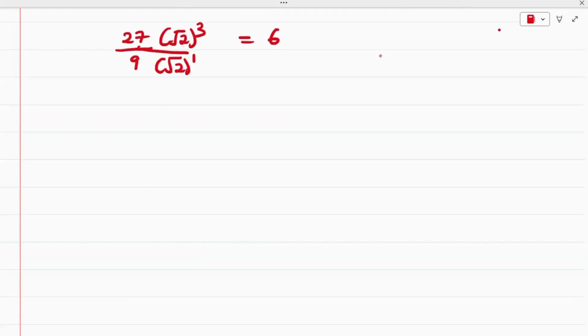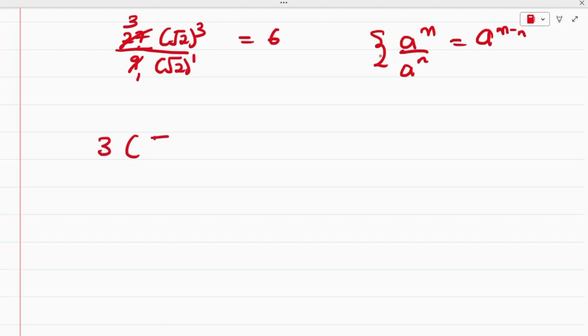Alright, so from the property of exponents, we have that a raised to the power of m divided by a raised to the power of n is equal to a raised to the power of m minus n. Applying this here, 27 divided by 9, we have 9 to be 1 and 27 to be 3, so we have 3 times the square root of 2 all raised to the power of 3 minus 1, which is equal to 6. So we have 3 times root 2 raised to the power of 3 minus 1, which is 2, equal to 6.